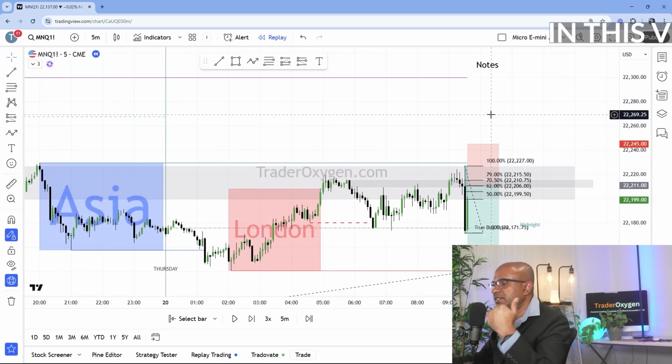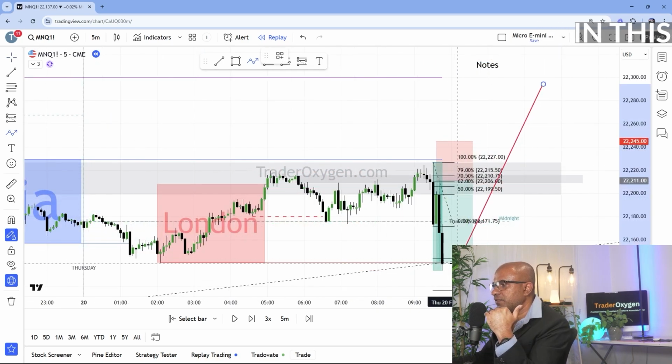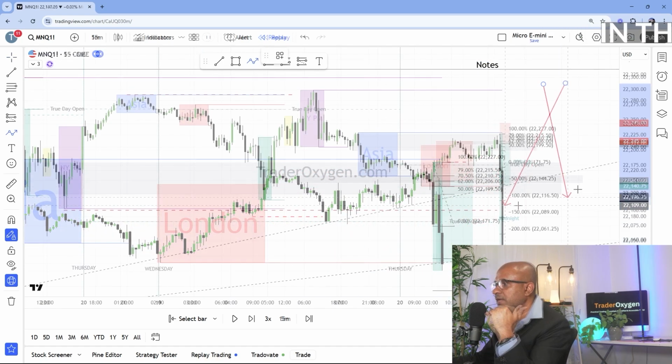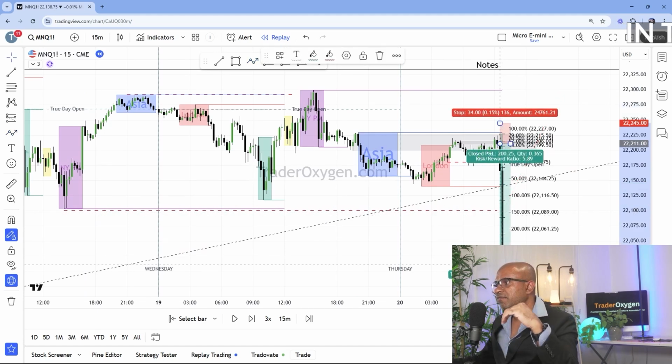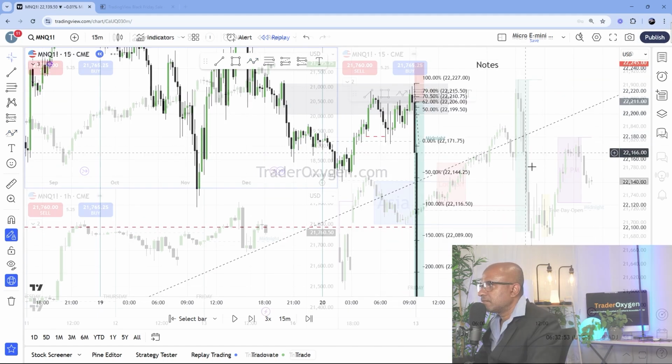We place the sell limit order. So this is where we take our first partial profits at London lows. Profit here as well. This is where we exit our trade for 1 to 5 risk to reward.